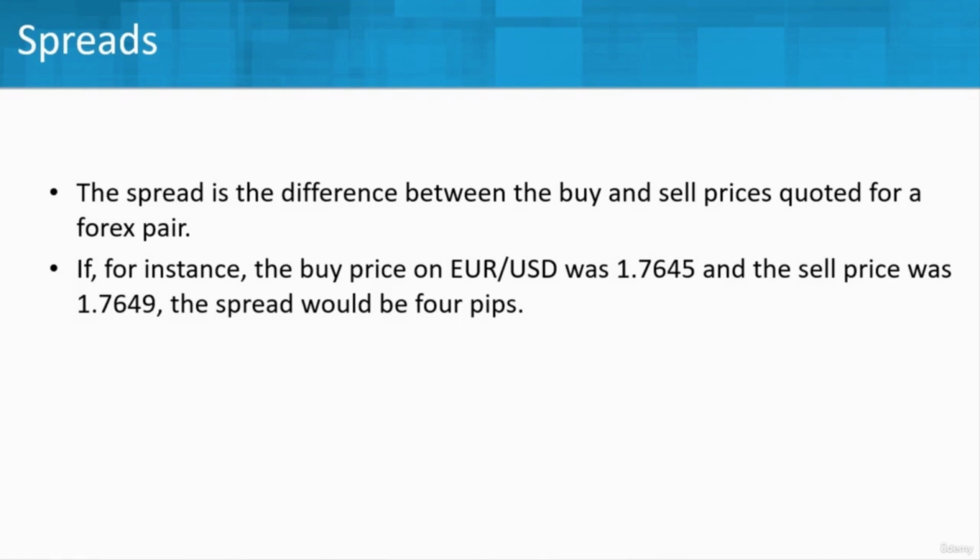So for instance, let's say the buy price on a euro to US dollar was 1.7645 and the sell price was 1.7649. That spread difference is like 4 pips, right? So the quote price might be 1.7647, for example, but what you could actually buy it at would be 1.7645, or what you could actually sell it at if you wanted to make a sell bid would be 1.7649. It would be the price difference in there. So that's the spread. You're buying and selling at the spread price.